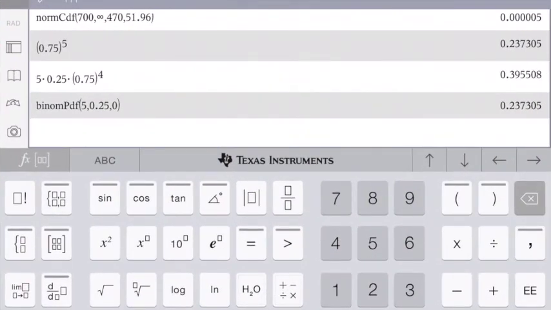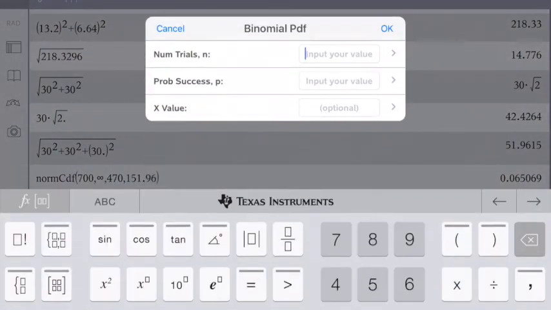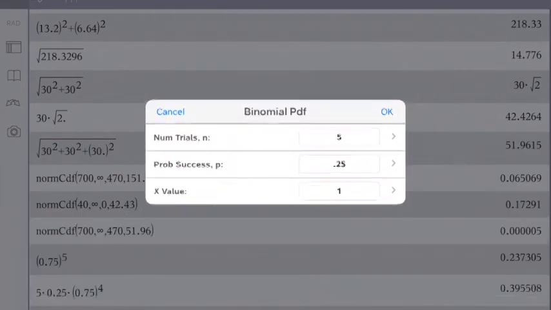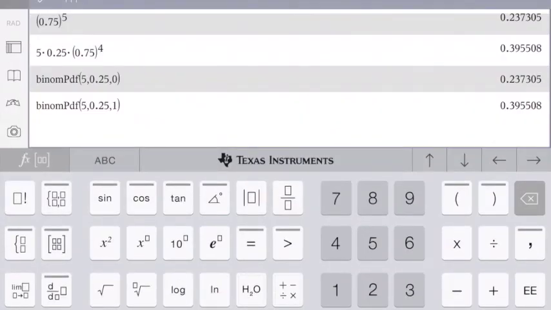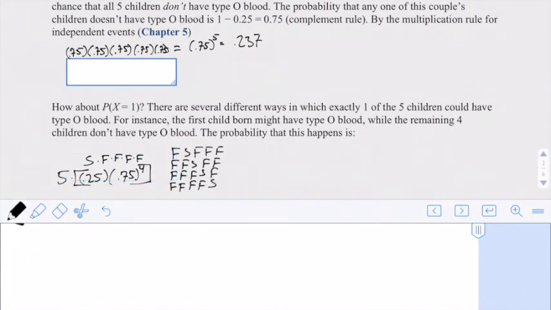Then we're going to use PDF again. This time we have 5 trials, and our probability of success is the same. This time we want to know where exactly one of the children has type O blood. 0.3955, also exactly the same.